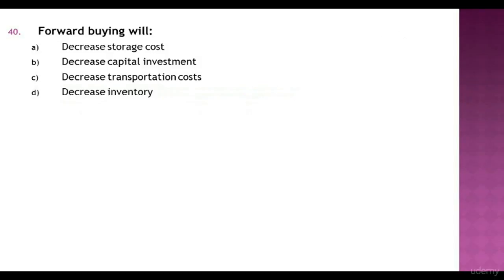Question 40. Forward buying will decrease storage cost, decrease capital investment, decrease transportation cost, decrease inventory. Answer C is a correct choice. Decrease transportation costs.